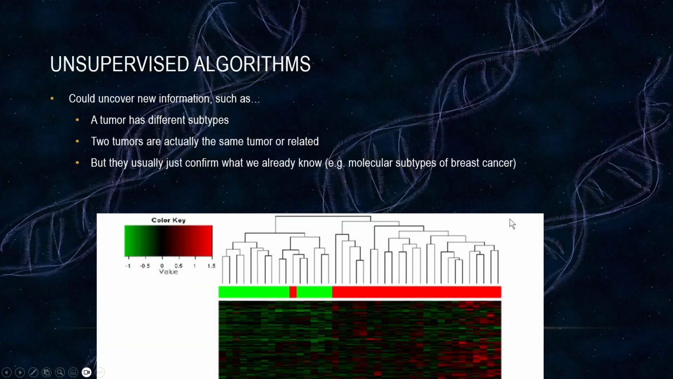So again, this is an unsupervised algorithm. And it could uncover new information, such as the tumor has different subtypes. Maybe you have one tumor by histology, but then you find it has 4 different clusters. Maybe a different prognosis, or maybe it could be treated differently. You could find out that two tumors that you thought are different are the same tumor or a little more related than you originally thought. They usually just confirm what we already know, such as what's down here, the molecular subtypes of breast cancer, which kind of reflected things that were already known, like the ER/PR positive, the HER2 amplified, triple negative.